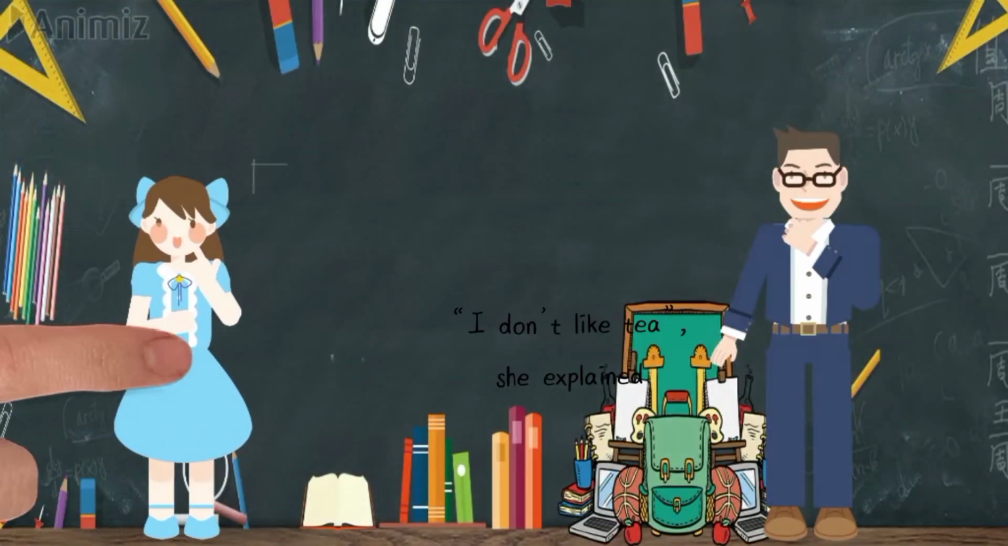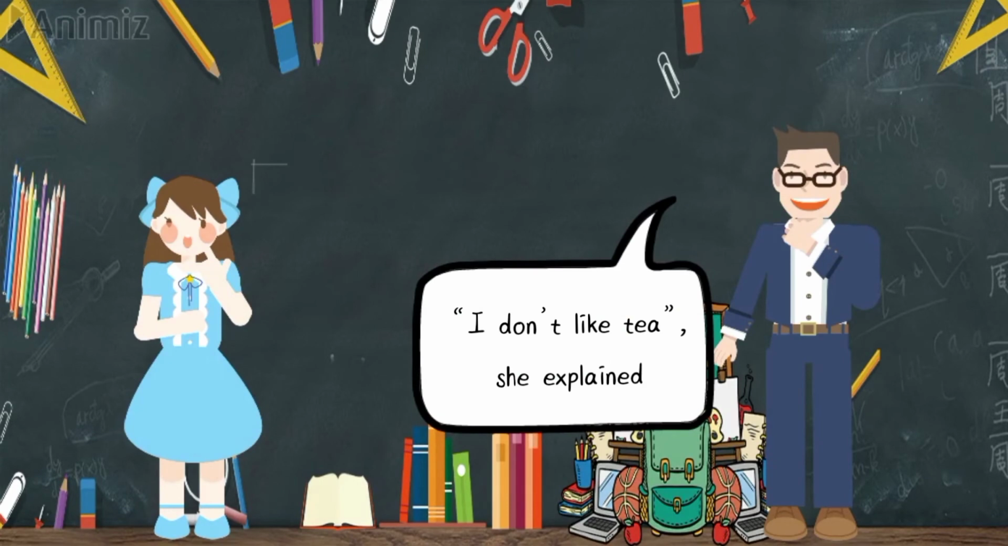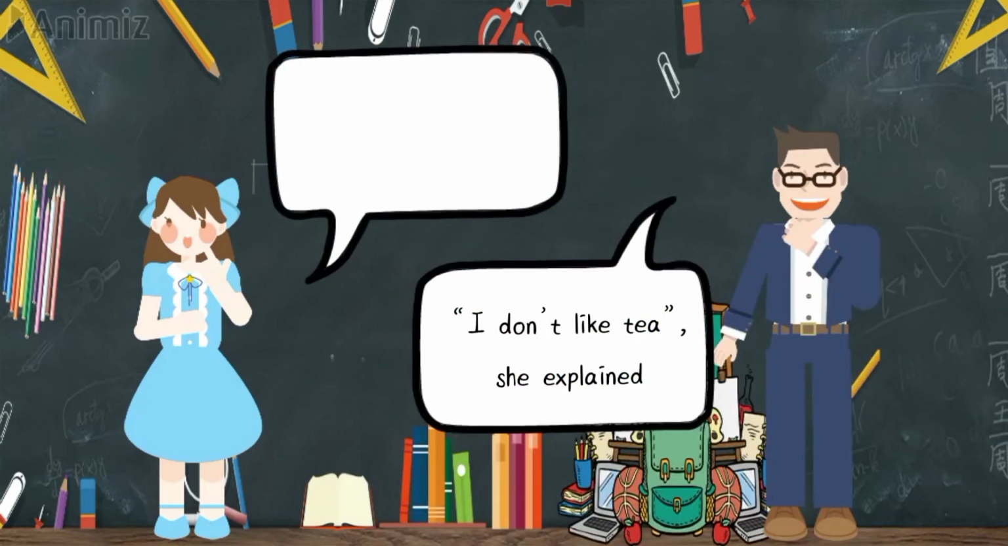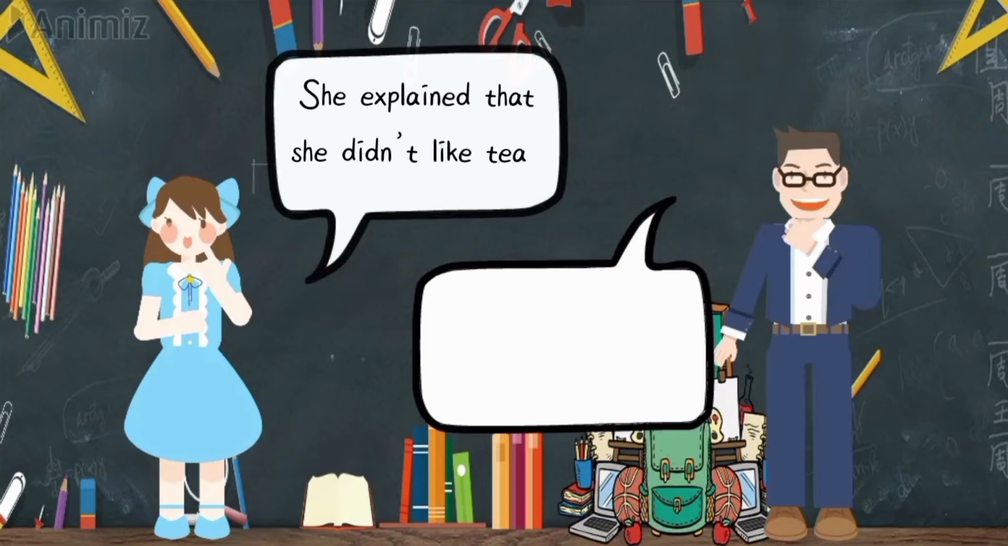I give you an example. "I don't like tea," she explained. That is a sentence from direct speech. So how to change it to indirect speech? She explained that she didn't like tea. How do adverbs change? Okay, you can see in the following table. Yesterday changes to the day before, and last night changes to the night before. Last week changes to the week before.